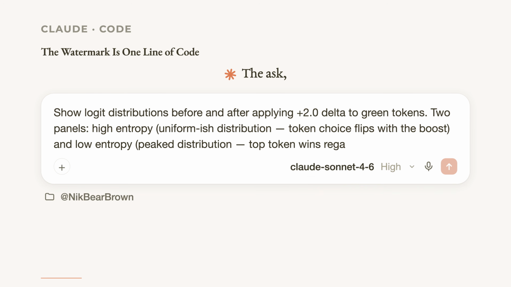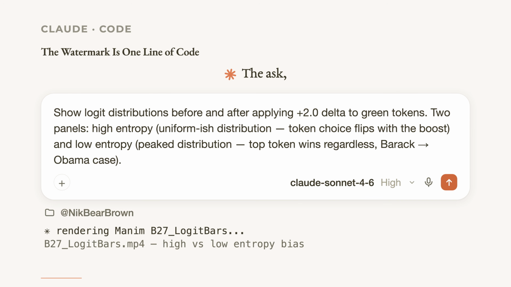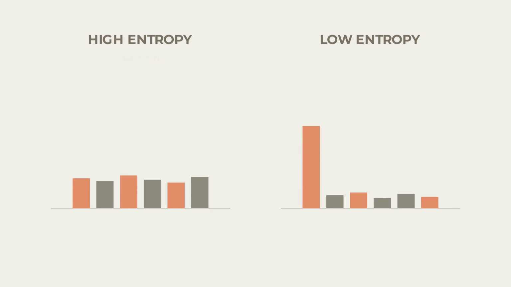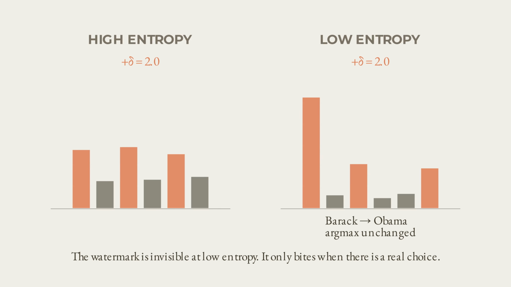Now show the bias, high entropy versus low entropy. When the model is uncertain, high entropy, multiple near-equal options, adding 2.0 to the green logits shifts which token is sampled, the choice flips. When the model is confident, Barack followed by Obama, the top token wins regardless of the green boost. The watermark is invisible at low entropy. It only bites when there's a real choice.